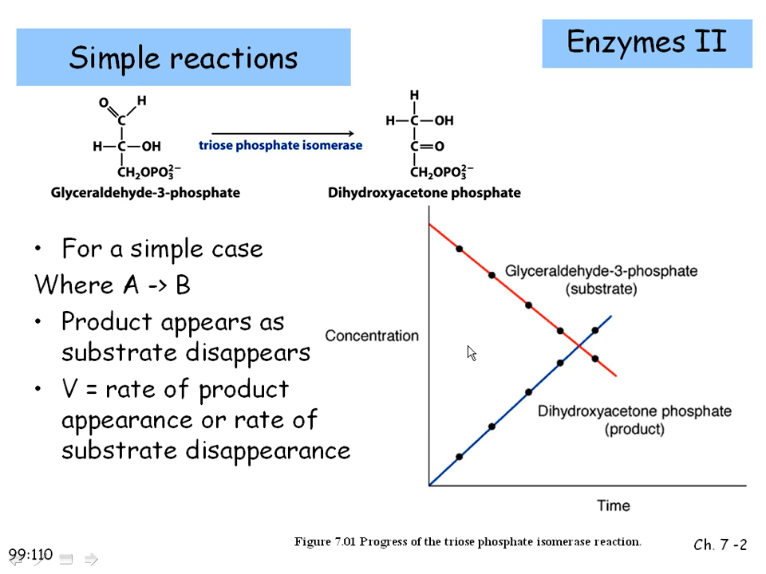This is a graph showing you the progress of a reaction. That is, you set up a test tube and you're looking at how that reaction is going as a function of time.